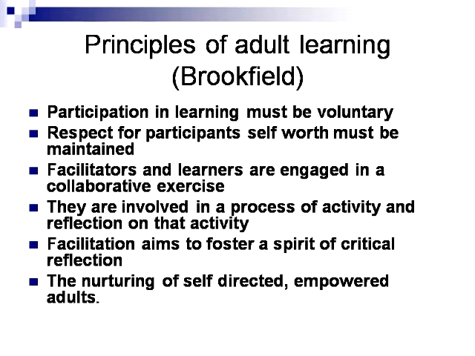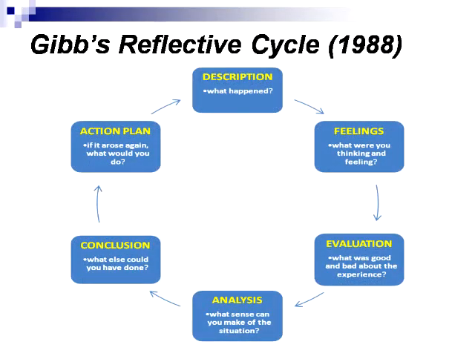Thank you. I wonder if you could outline for us Gibbs' reflective cycle. So the first thing is the description, what happened. That leads on to feelings, what were you thinking and feeling. That leads to evaluation, what was good and bad about the experience. That leads to analysis, what sense can you make of the situation, which leads to conclusion, what else could have been done, and that leads to an action plan. If it arose again, what would you do? And then it goes back to description.